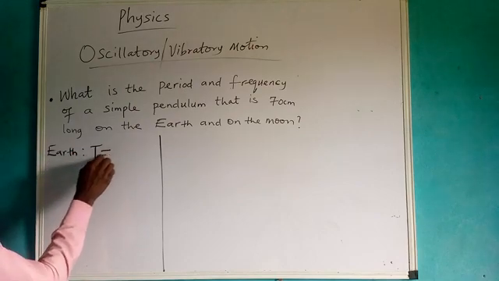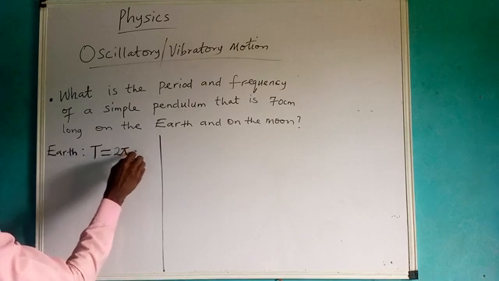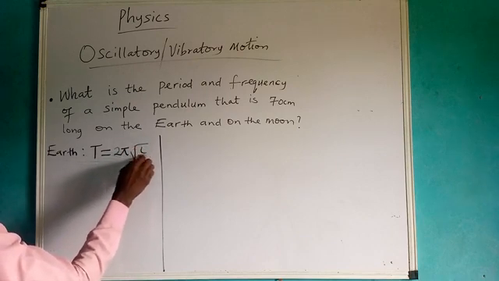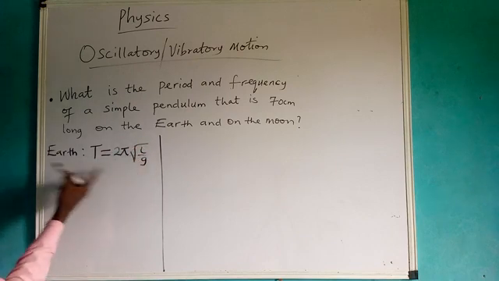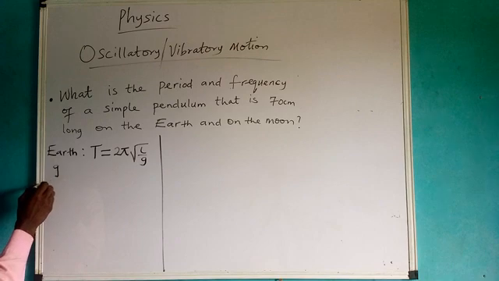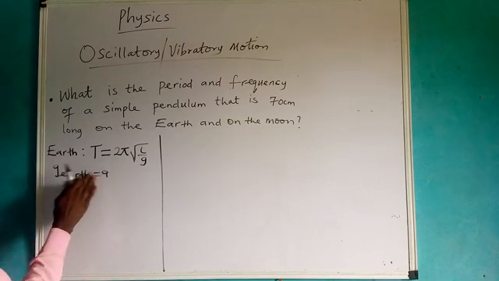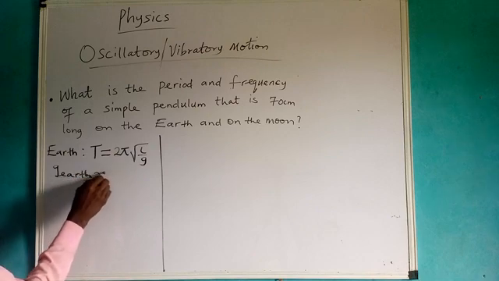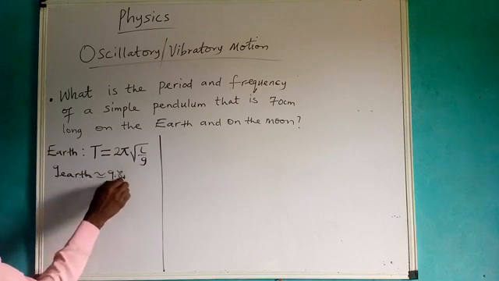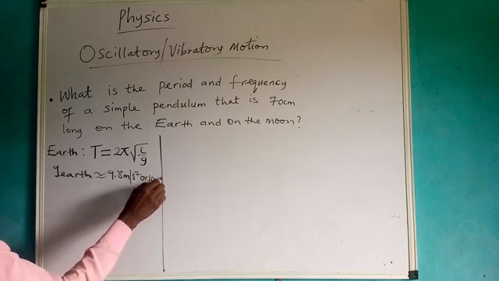The formula for time period of oscillation is T equals 2 pi the square root of L over g, where g is simply the acceleration due to gravity. But we are looking at the case of the Earth, meaning therefore the acceleration due to gravity at the surface of the Earth is approximately 9.8 meter per second square or 10 meter per second square.